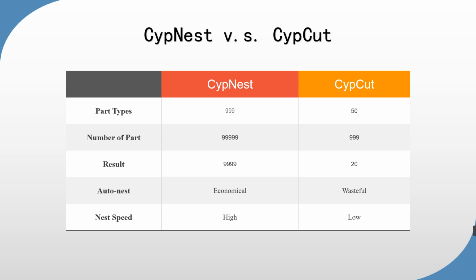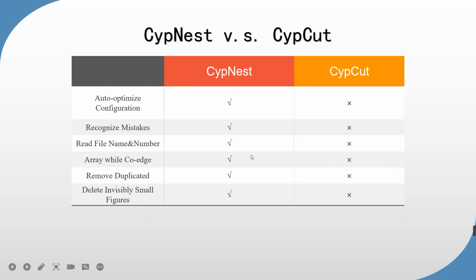99,999. Third, CypCut can generate only 20 results at a time, but CypNest can do 9,999, which is to say, with no limit. In conclusion, CypNest perfectly meets your demand for large quantity nesting.